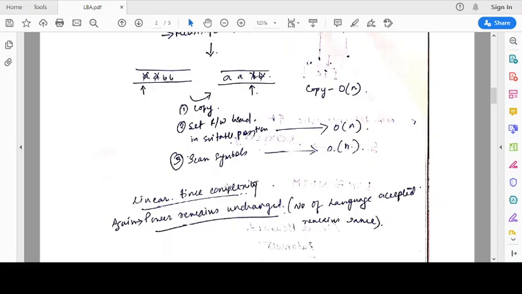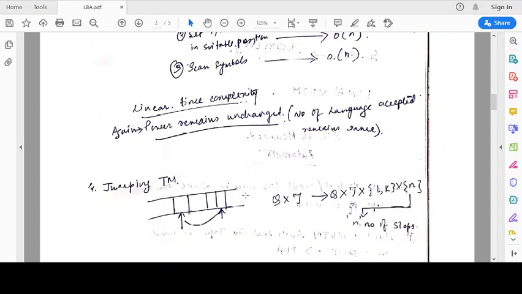Okay, fine. We'll move on to the next classification of the special variant of Turing machine, that is the jumping Turing machine. So what is a jumping Turing machine? As this figure suggests, normally what happens in a Turing machine, the read-write head moves from one cell to the next cell, right?